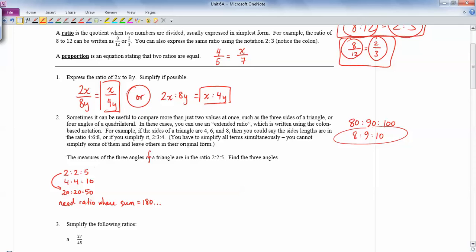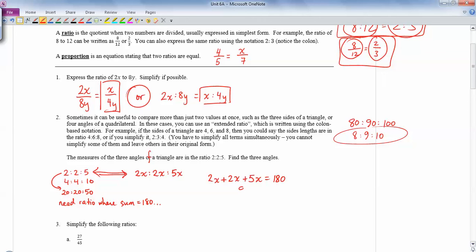So 2 to 2 to 5 is the same thing as 2x to 2x to 5x. Right? This is the same ratio right here. These guys are equal to each other. So let's make x the scaling that we need so that those 3 angles add up to 180, and then we can solve for x.